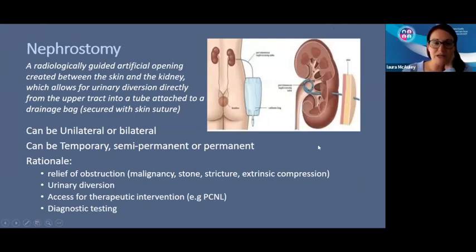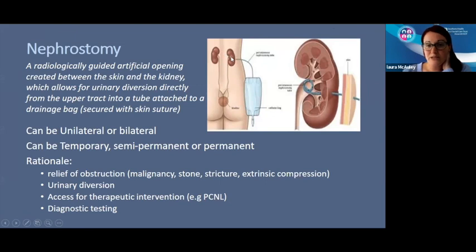It's a radiologically guided artificial opening created between the kidney and the skin, which allows for urinary diversion directly from the upper tract into a tube attached to a drainage bag. So it's basically, instead of the urine draining down the ureter and into the bladder, it's coming out the side and into a bag. So it can be unilateral, one side, it can be bilateral, both sides.